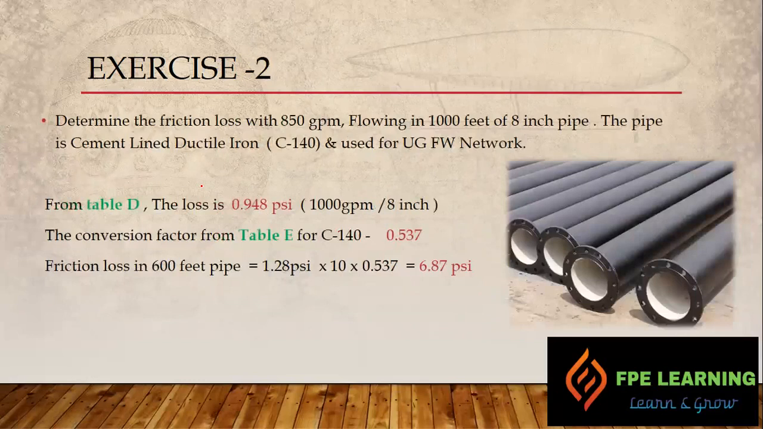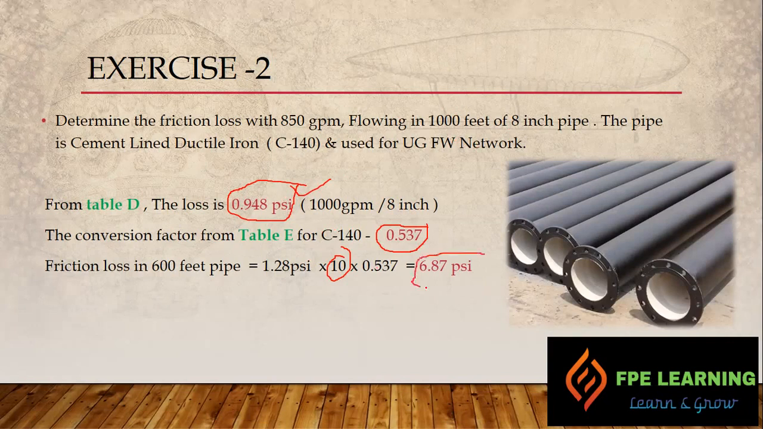Right? So from table D, we take a loss of 0.948 psi for 1000 GPM flow into 8-inch pipe. C140 value is 0.537 and the length of the pipe is 1000 feet. So multiplied by 10 because this value is only for 100 feet of the length. So we have to multiply it by 10. And finally, we are here at 6.87 psi. This is our friction loss.